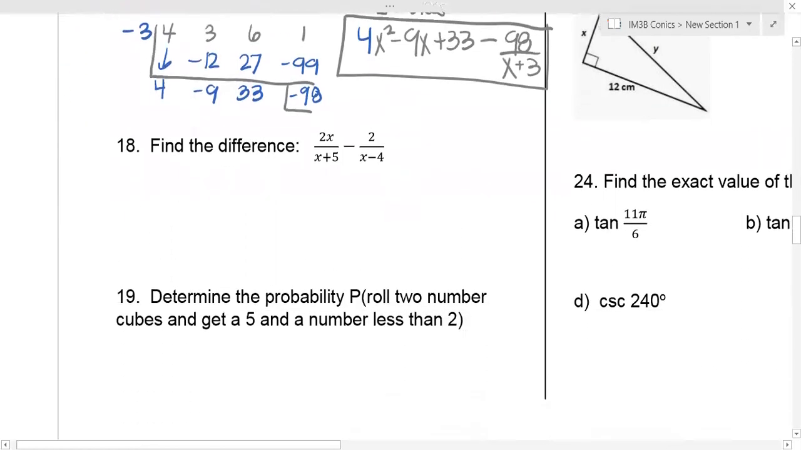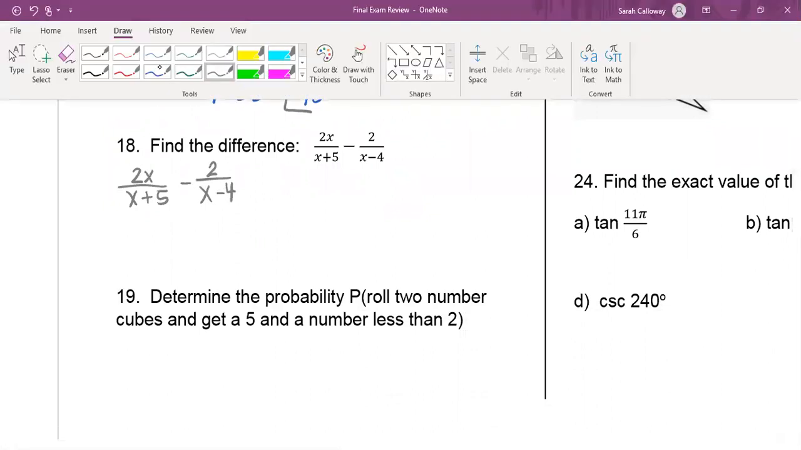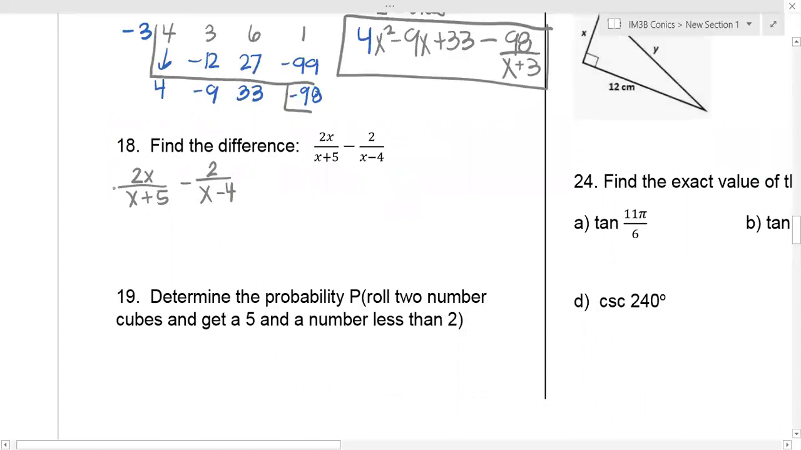For number 18, we're looking at finding the difference of two fractions. We can only subtract fractions if they have the same denominator. So we need to make a common denominator. So I'm going to rewrite the problem, and then we'll multiply by something to get common denominators. So x plus 5 and x minus 4 are totally different. So that means that I have to multiply each fraction by the other one's denominator. So I'm going to multiply this first one by x minus 4 over x minus 4. I'm going to multiply the second one by x plus 5 over x plus 5.